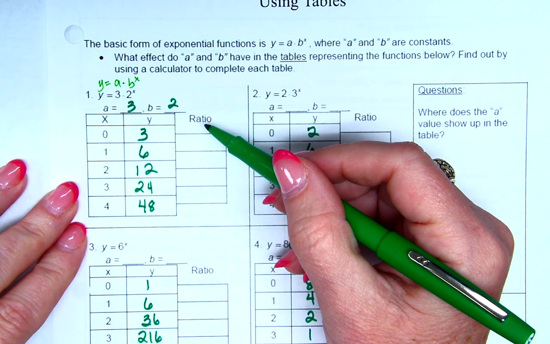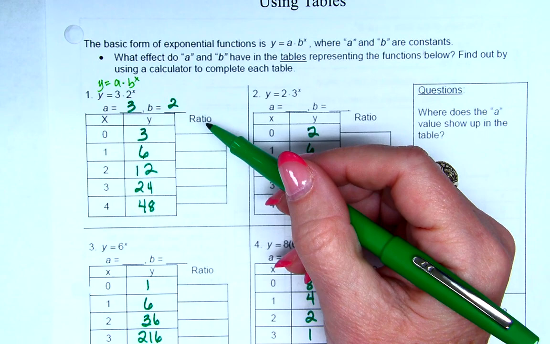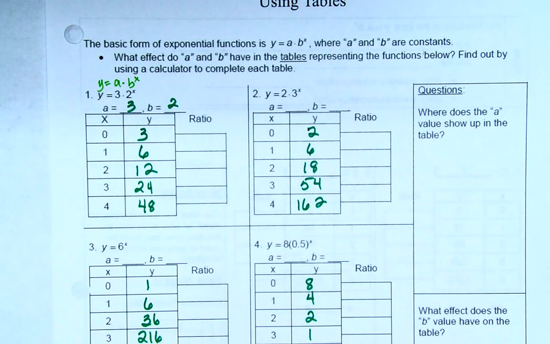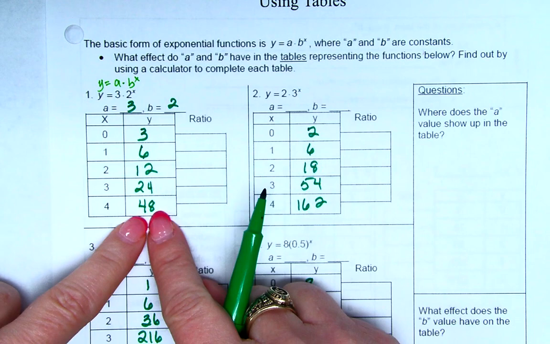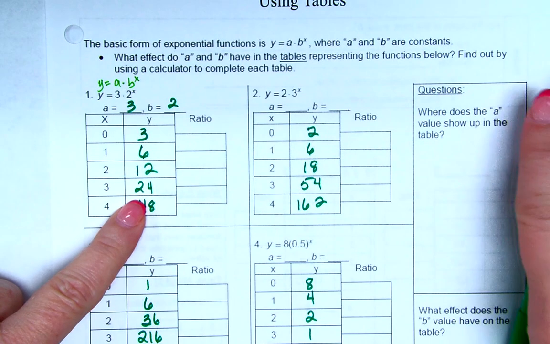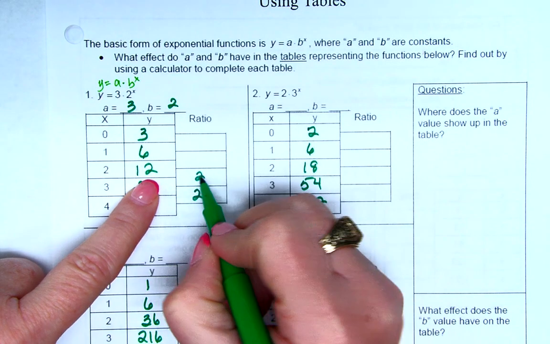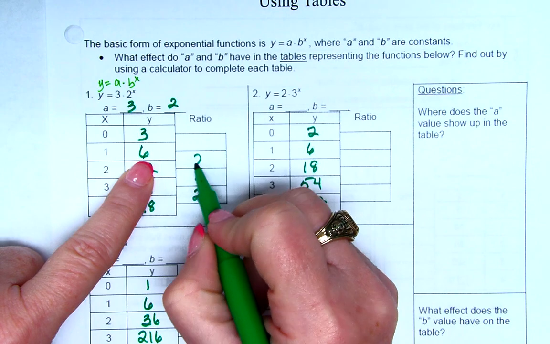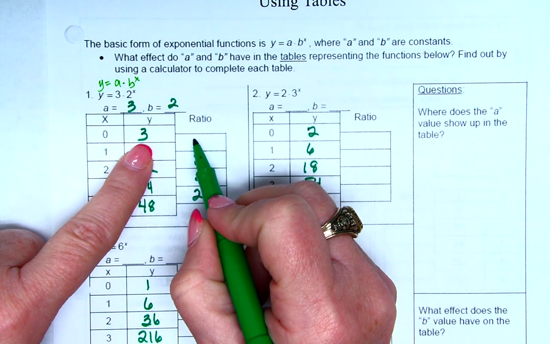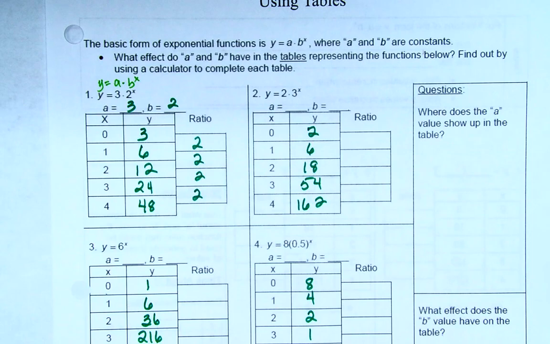How do we find a ratio? We are dividing. What's 48 divided by 24? 2. What's 24 divided by 12? 2. What is 12 divided by 6? 2. What's 6 divided by 3? 2. Okay, so all we're going to say at this point is, how interesting.